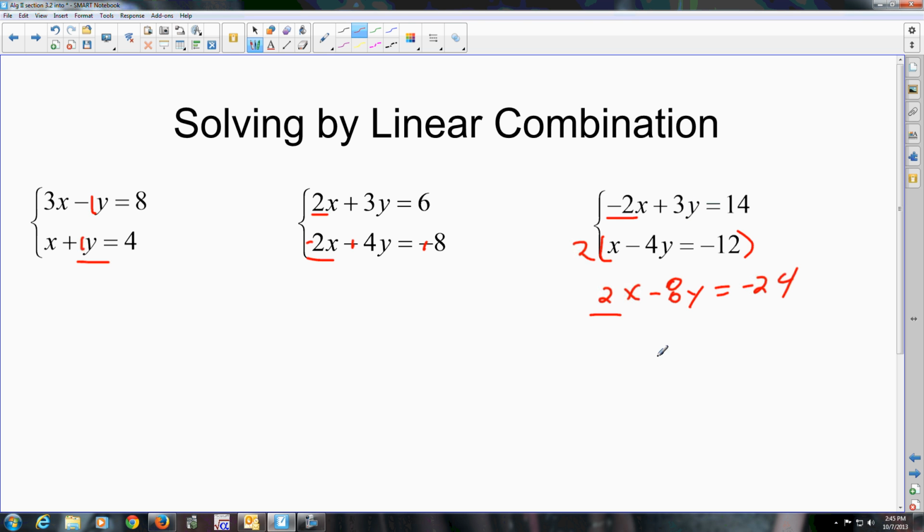3y and minus 8y is minus 5y. 14 minus 24 is negative 10. Y is equal to 2. So you got your y value. Fill it back in to find your x value. I think you guys can get it from there.